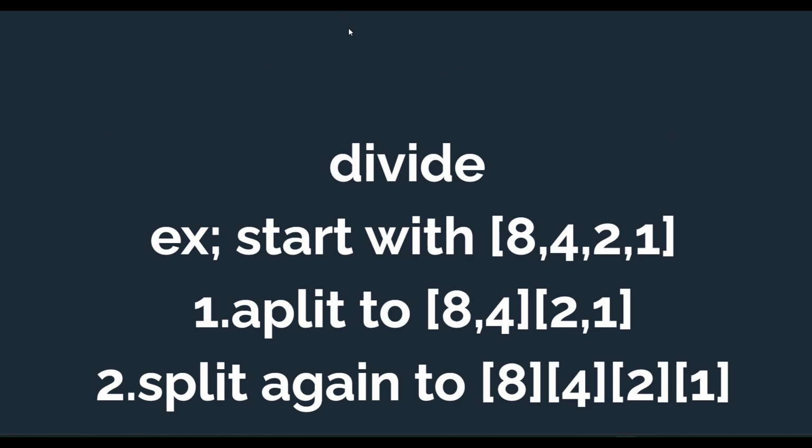Divide, split. You start with an unsorted list. The first simple step is to keep splitting the list in half until you have many small lists, each containing only one item. A list with one item is inherently sorted. Example.